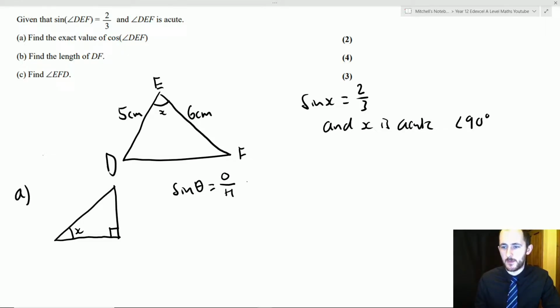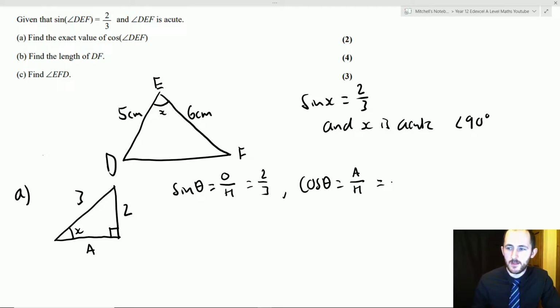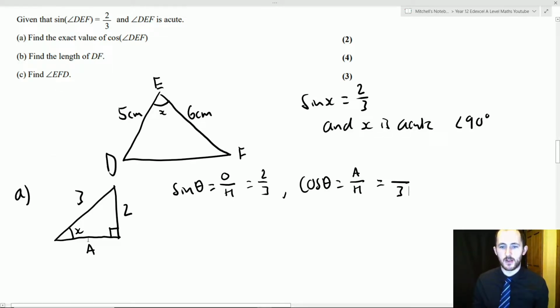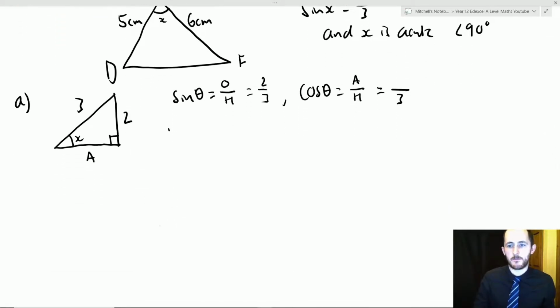Opposite over hypotenuse, but we know that our opposite over hypotenuse is 2/3. So opposite is 2, hypotenuse is 3. Okay? And if you remember that cos theta is equal to adjacent over hypotenuse, which will be this side here. So I already know that the hypotenuse is 3. I just need to work out the adjacent. So if I have a right angle triangle, I know two sides, I'm going to work out the third. I'm going to be using Pythagoras.